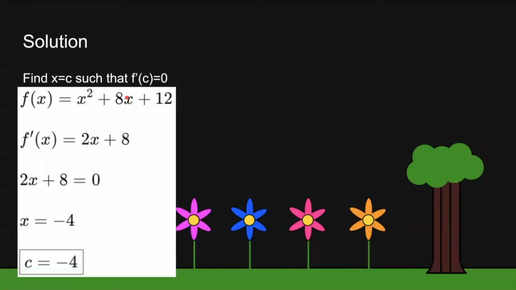So now we need to find x equals c such that f prime of c is equal to 0. So we just differentiate the function. So we get 2x plus 8, and we set that equal to 0, and we solve that x equals -4. And this problem is asking for what is the value of c. So technically the answer should be c is equal to -4.